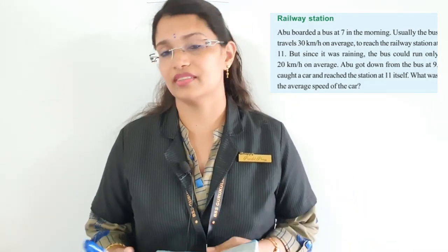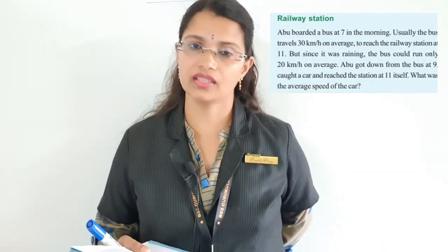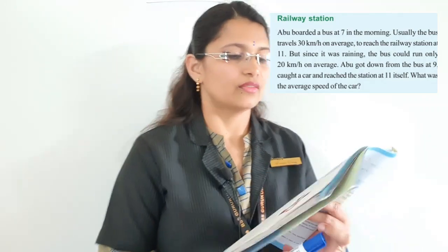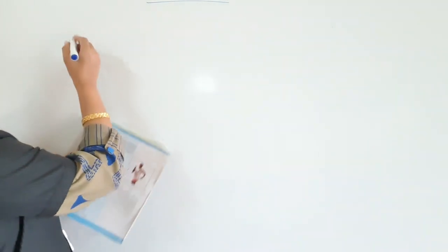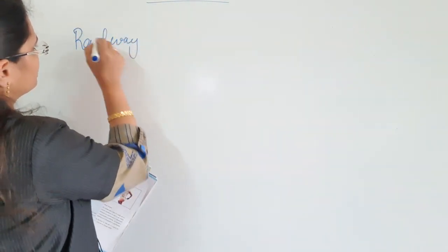What was the average speed of the car? We have to find out the average speed of the car. How to find out this, children? Let's see. First, the heading is railway station.